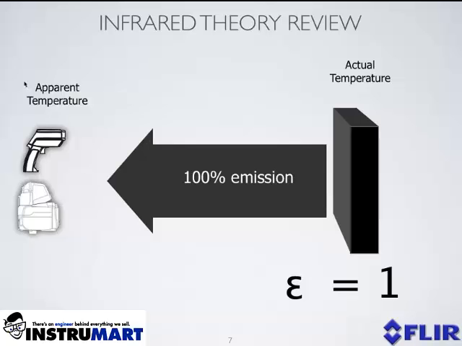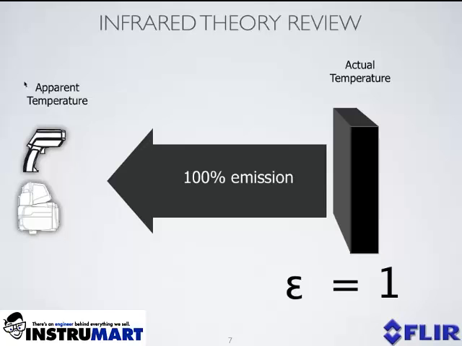In this example, we want to sample and report the temperature of a perfect black body. Thus, the emissivity of our target is 1. Or, in other words, the infrared radiation from the target is 100% emitted from the target surface. This is a good time to point out the difference between actual temperature and apparent temperature that I have labeled here on the slide. The actual temperature is the actual or true temperature of the target of interest. The apparent temperature is the temperature value reported by our IR thermometer or IR camera.